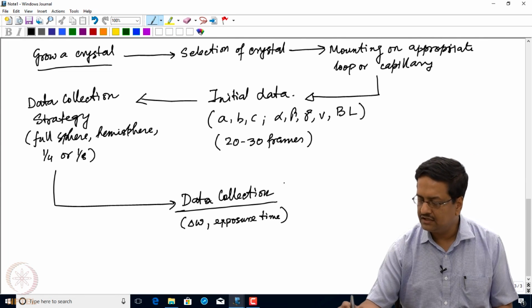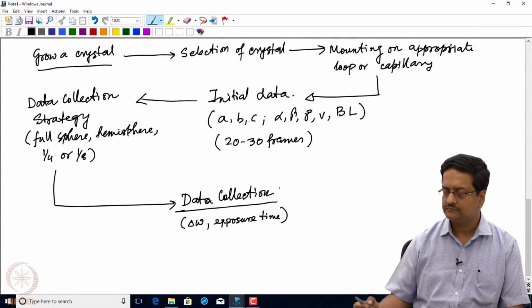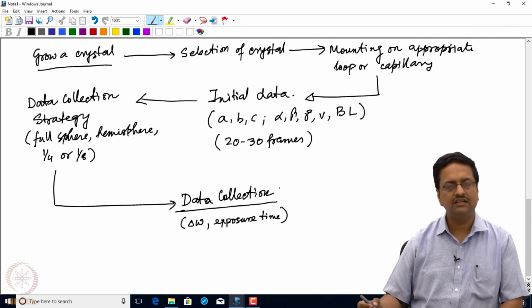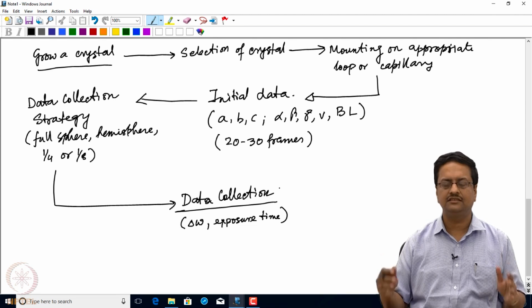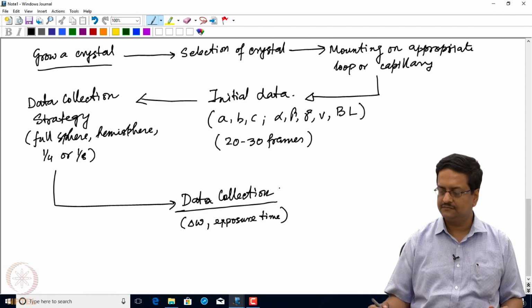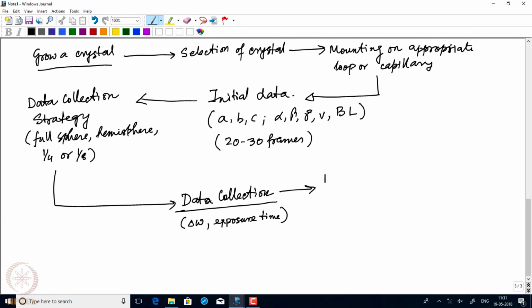So from this data collection, after we have obtained the X-ray intensities, the job becomes difficult. What happens is that the diffracted intensities from a crystal depend on a large number of factors. So after data collection, what we get is the raw data, which is nothing but the diffracted intensities.